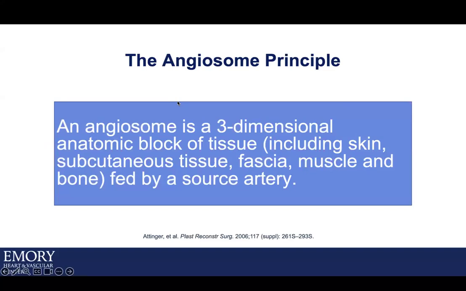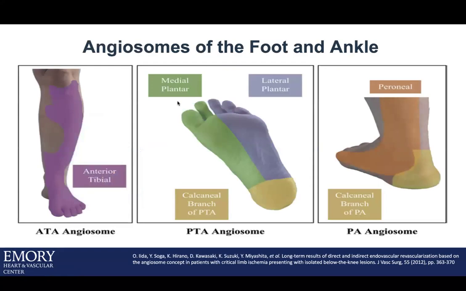Now, I'll mention quickly something called the angiosome principle. It's a 3-dimensional anatomic block, including the skin, subcutaneous tissue, muscle, and bone. We're talking about a 3D block that is supplied by a certain vessel. The reason we are talking about angiosomes is some patients may have normal hemodynamics looking at the foot as a whole, but they still have an ulcer in a certain part of the foot. So they must have diminished local perfusion in only a small portion of that foot. That's what we mean by angiosomal ischemia.